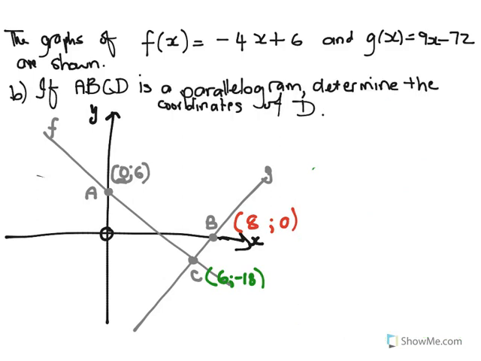Right, so here's a question. If A, B, C, D, okay, now I've just thrown off my naming convention completely. Anyway, if A, B, C, D is a parallelogram, determine the coordinates of D. And remember that the naming convention for shapes is that we go in alphabetical order.